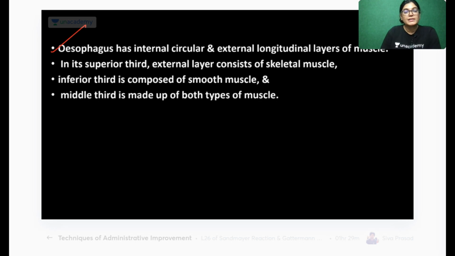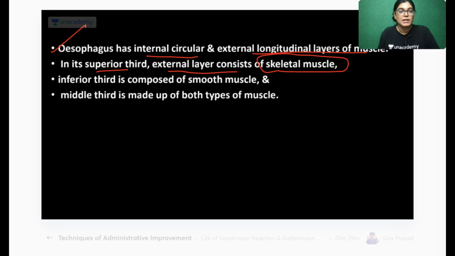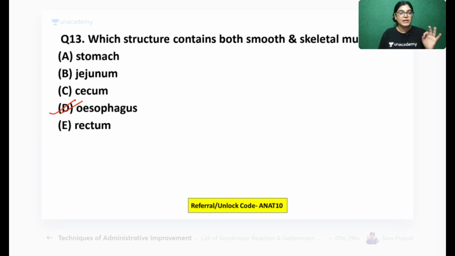Now see here, the esophagus has an internal circular and external longitudinal layer of muscle. Inner circular, outer longitudinal. But the whole esophagus is divided into 3 segments: upper, middle, and lower. In the upper segment, the external muscle layer mainly consists of skeletal muscle. The lowermost part consists of smooth muscle. The middle one-third is composed of both smooth and skeletal muscle. So we have to pick the correct answer, D, which most of the students have already given.